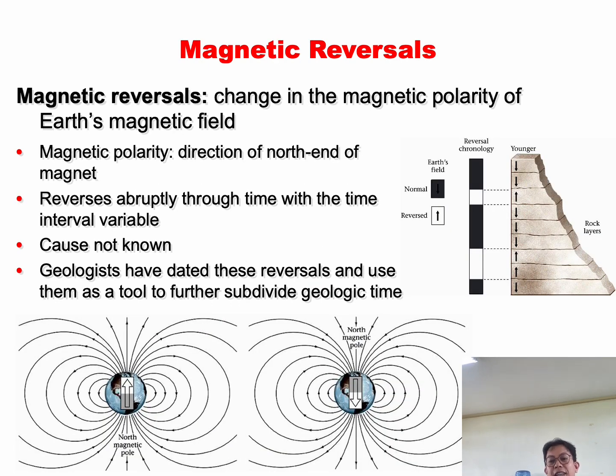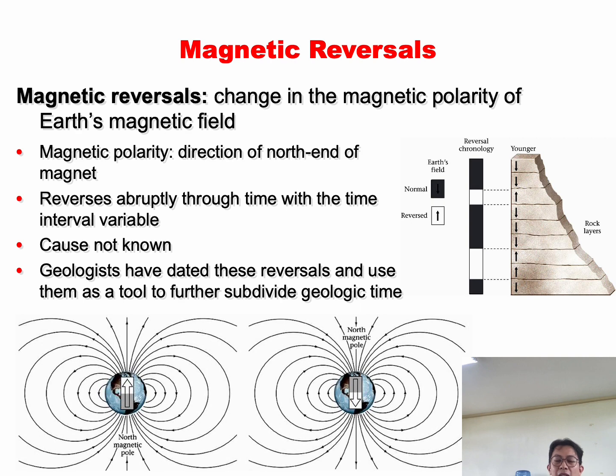Alright. Magnetic reversals. Okay. This is the last evidence provided by the scientists that will help convince us that indeed there is continental drift. So we call this one magnetic reversals. So what are these magnetic reversals all about? It is a change in the magnetic polarity of the Earth's magnetic field.